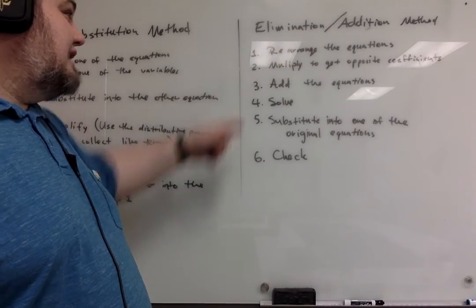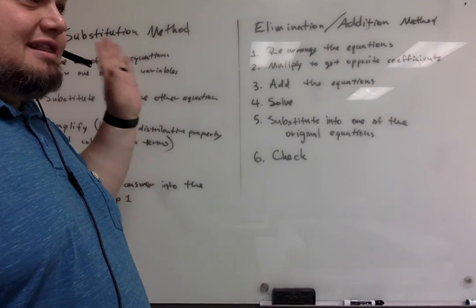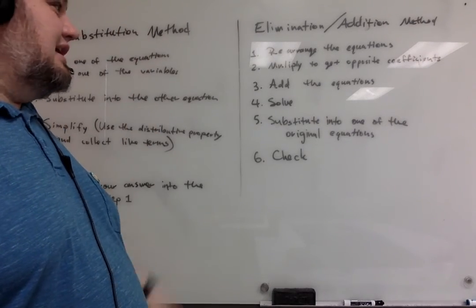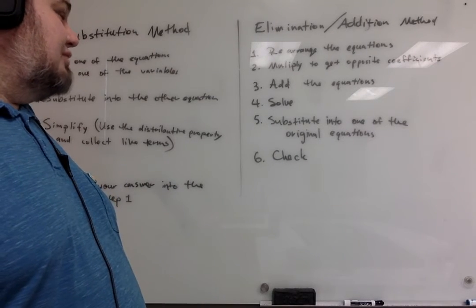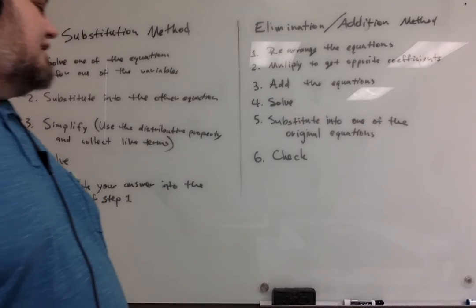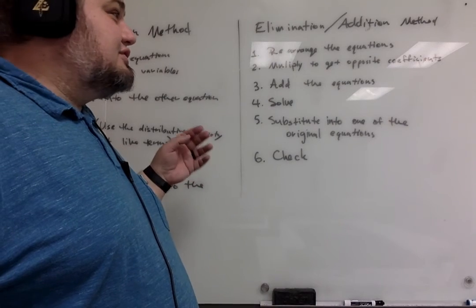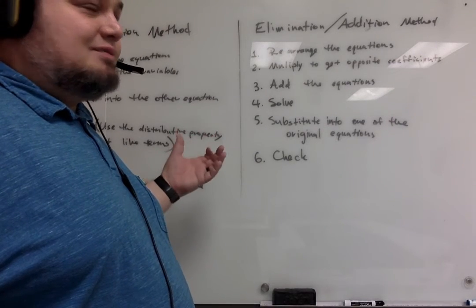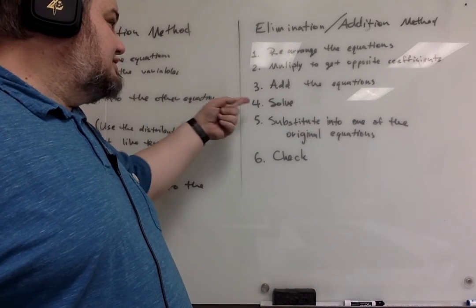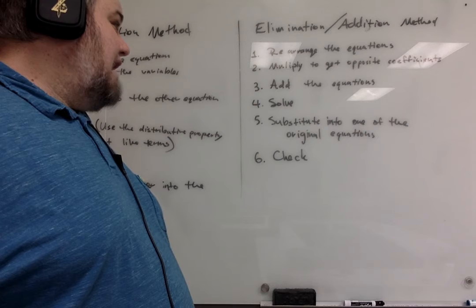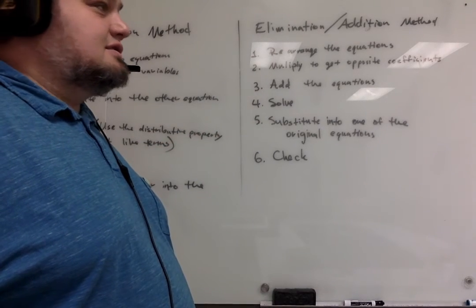Step 3 then is to add the equations. When you add the equations, since you have opposites, that variable cancels. It's eliminated because you get 0 times that variable there. Step 4, since one of your variables is eliminated, you're able to solve for the other one. So you'll just have a simple equation that has one variable. So you're able to solve, and then after you solve for that one, you substitute it into one of the original equations.